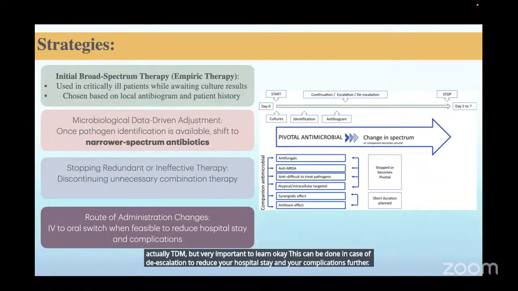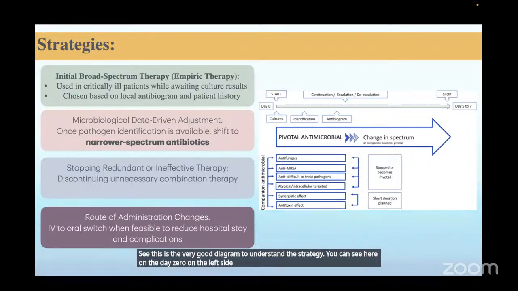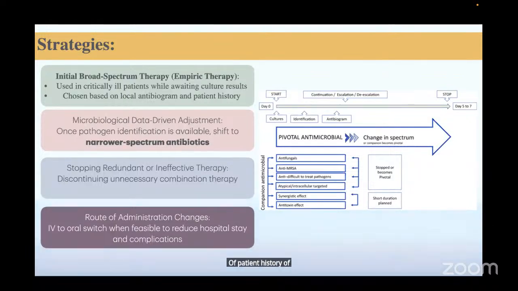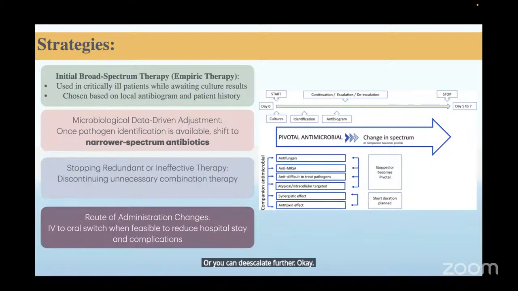This is a very good diagram to understand the strategy. On day zero, on the left side, you start your broad spectrum first of all. Once you have the culture result, identification of the causative agent, and some antibiogram, whether local or generic, and you have the patient's history and chief complaints, then on evaluation by day 1, 2, 3, you can continue your therapy, escalate, or de-escalate further. And after day 5 to 7, you can stop.